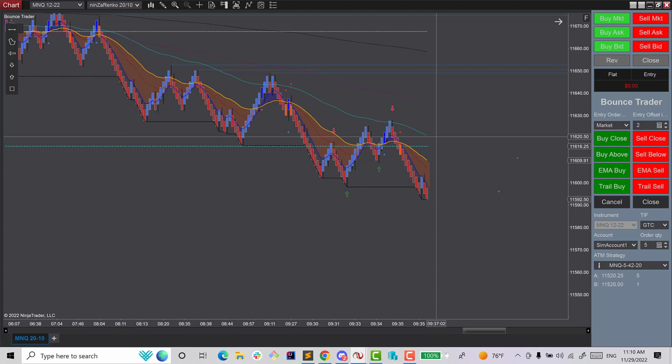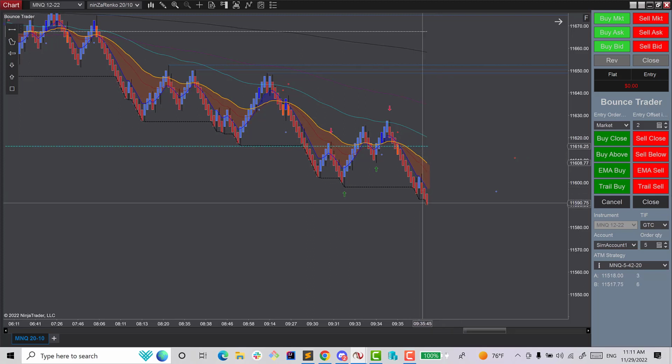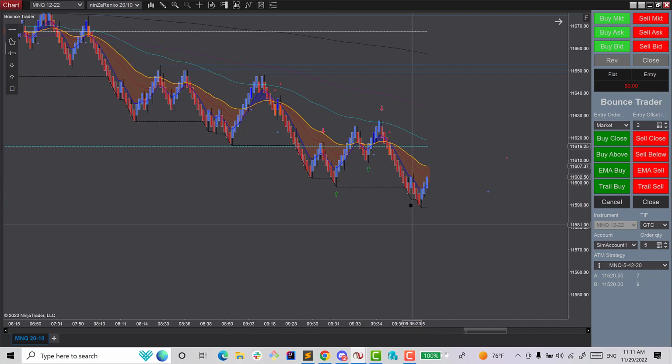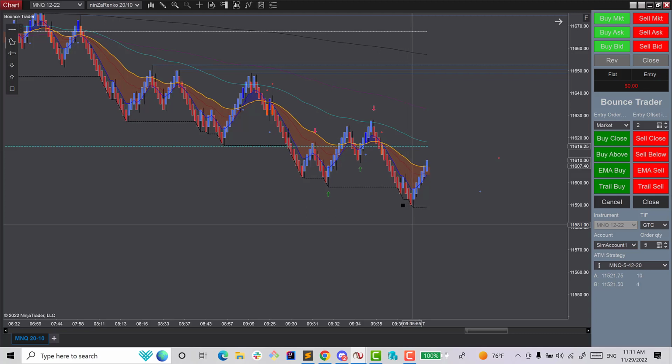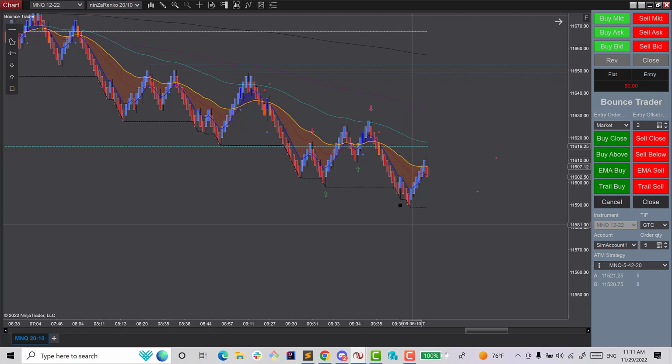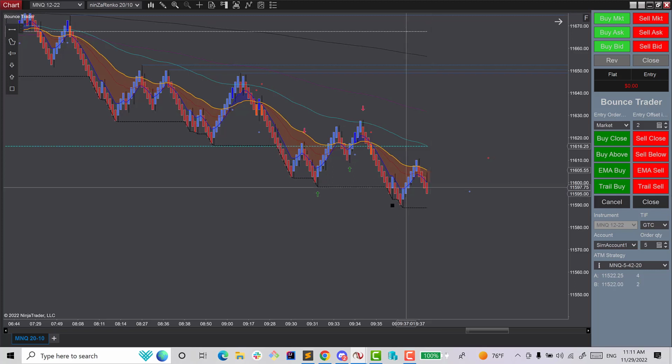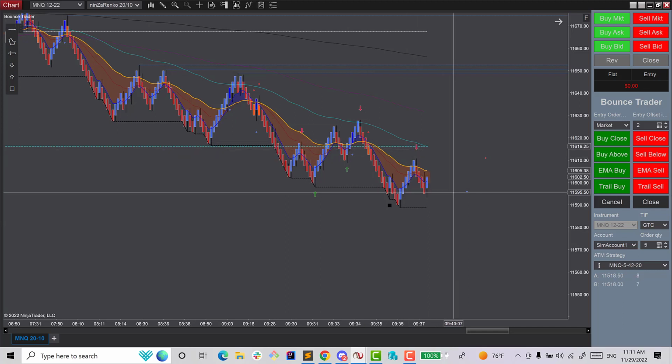Now here was a loser. Here was a loser because this was supposed to be a CC trade, but it didn't work out. So this was a loser. But this one, I took this trade. Forgot to mark it down. This was a 34 bounce trade. Took this one.